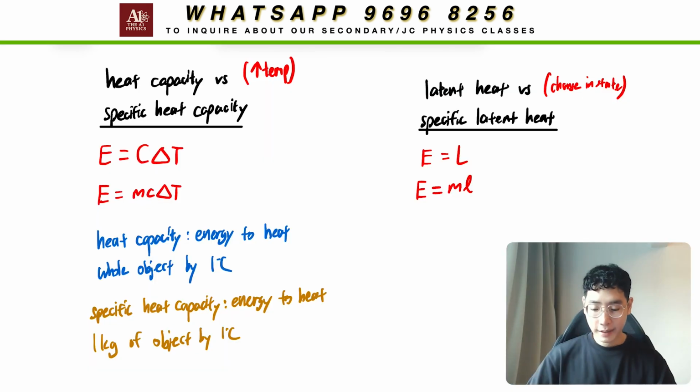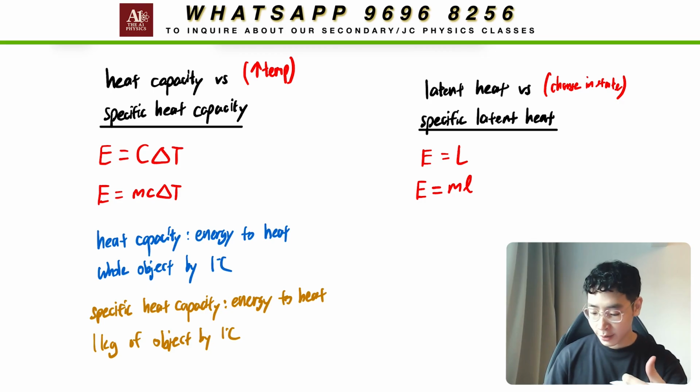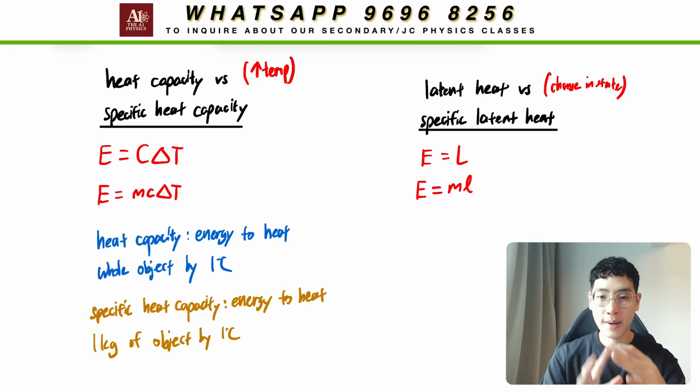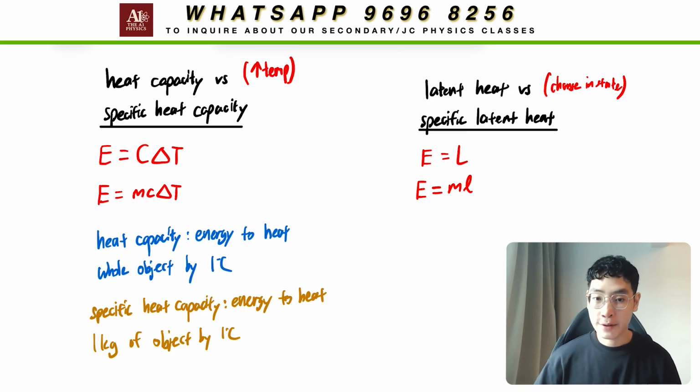So I'm going to show you the simplest way to understand this, and it will make thermal physics so much easier. Now, the heat capacity of an object is the energy needed to heat the whole object by 1 degree Celsius, whereas the specific heat capacity is the energy needed to heat 1 kg of the object by 1 degree. Now, this one is not the official definition, it's just an easier way for you to understand, right?